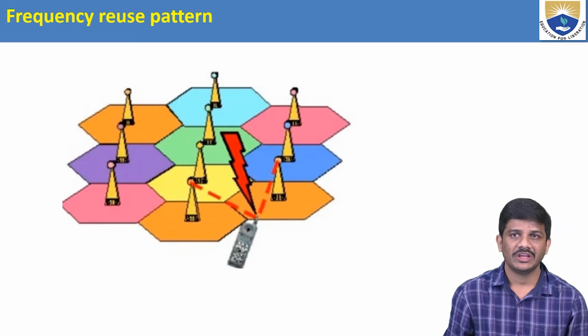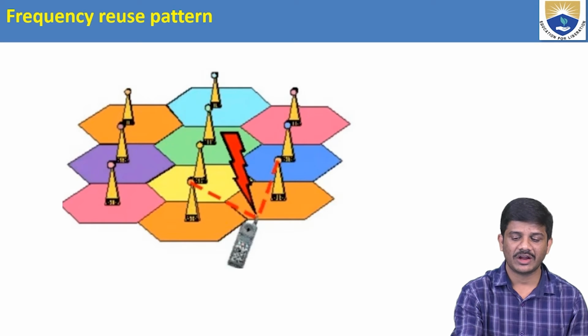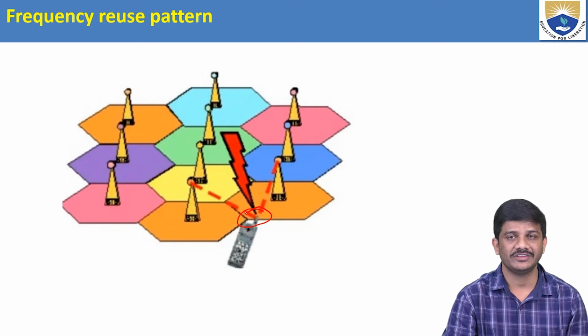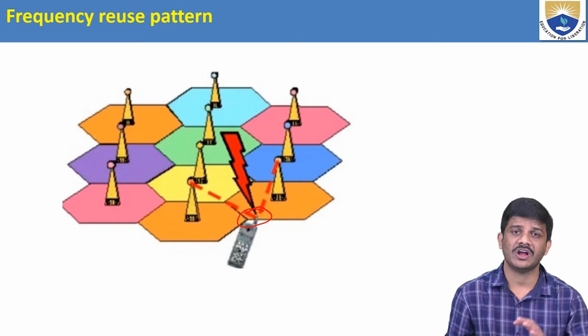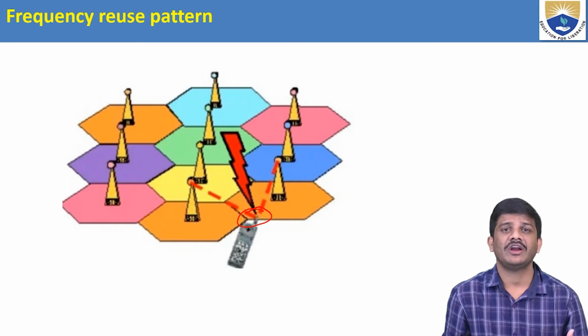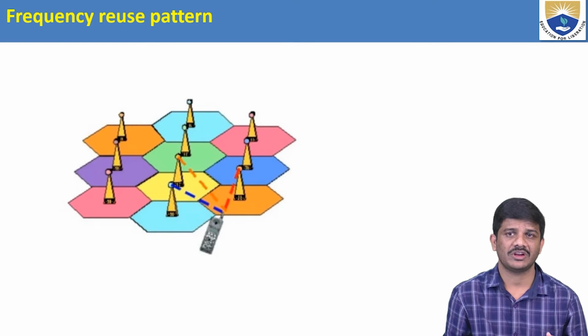You can observe here interference at the boundary. Interference at the boundary is also called adjacent channel interference. There are many types of adjacent channel interference, and you can observe the same thing here also.